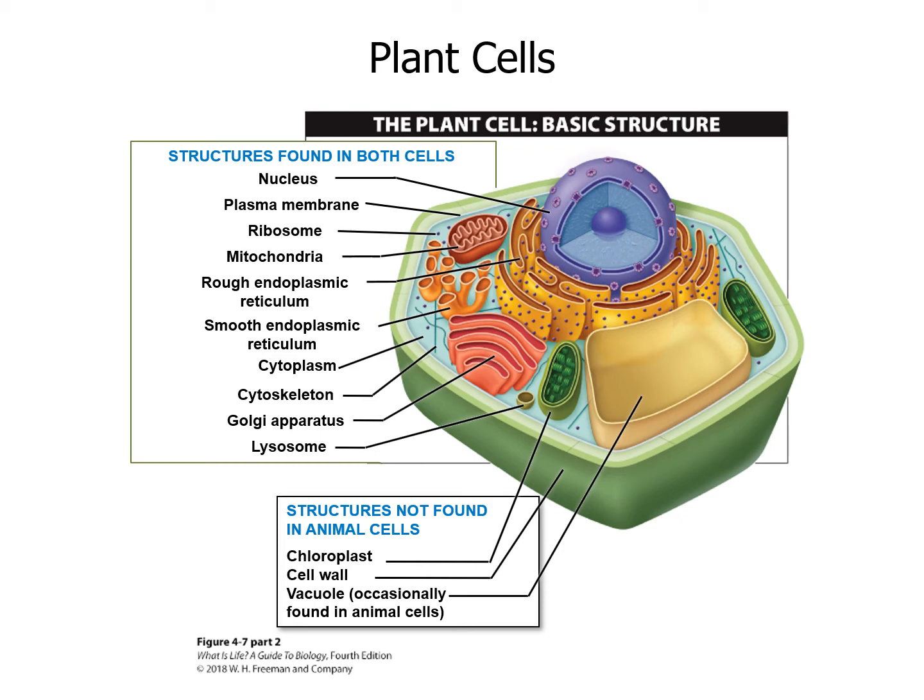Instead of just a plasma membrane, plant cells also have a cell wall. It's a little bit tougher than a plasma membrane, and it's a little bit more durable. We have a vacuole, which occasionally is found in some animal cells, but it is found in plant cells pretty much all the time. So you've got that vacuole right there, and it's very large in the plant cell.